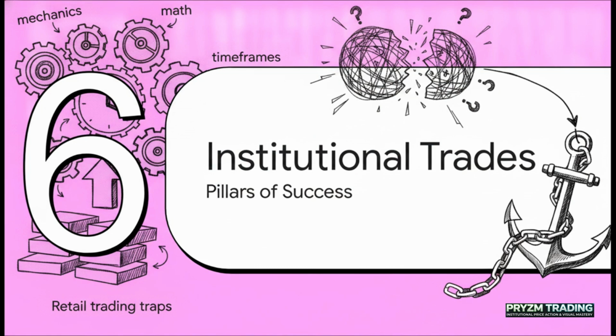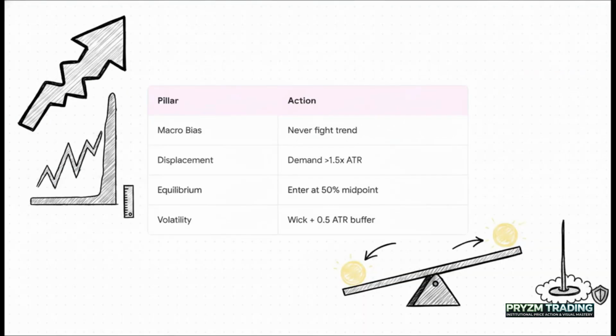Finally, Section 6, trading like an institution. All right, we've gone through the mechanics, the math, and the time frames. Let's pull the whole shebang together to cure that habit of improvisational trading once and for all. Here are the 4 core pillars of statistical inventory management that you can start auditing your trading journal with today. Pillar 1, macro bias. Never fight that higher time frame trend. Pillar 2, objective displacement. Always demand an impulse greater than 1.5 ATR. Pillar 3, equilibrium entry. Execute strictly at the 50% midpoint of the mitigation zone. And Pillar 4, volatility stop. Always pad your stop with a 0.5 ATR buffer right outside the extreme wick.